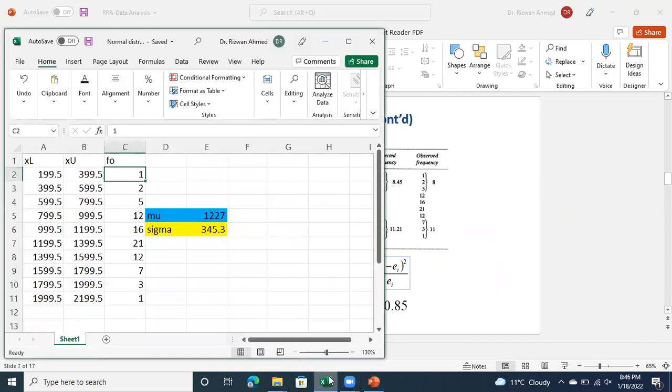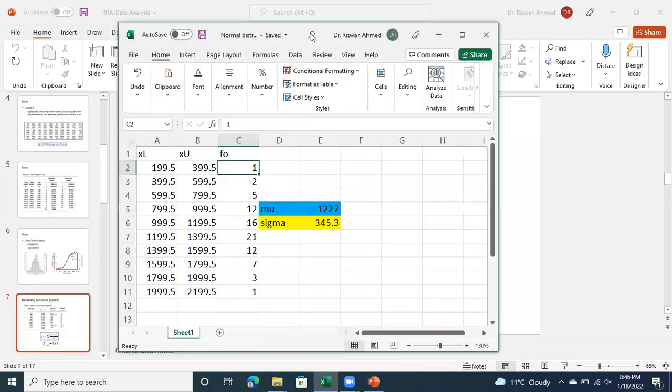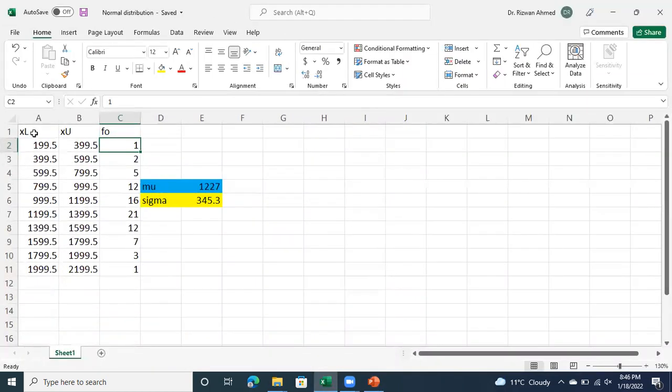So here we go. In the Microsoft Excel sheet, I have the lower limits of the classes, XL and XU, and I have accordingly the observed frequencies in column C. Our first step towards computing the theoretical frequencies is to define the mean value and the standard deviation from the data. We have computed the mu value, which is 1227, and sigma 345.3.